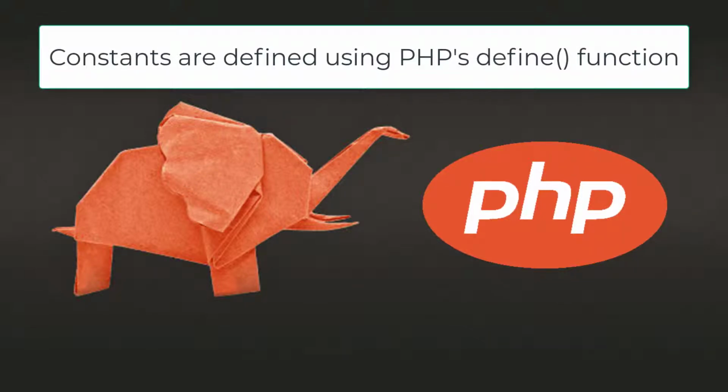Constants are defined using the PHP define function, which accepts two arguments: the name of the constant and its value. Once defined, the constant value can be accessed any time just by referring to its name.